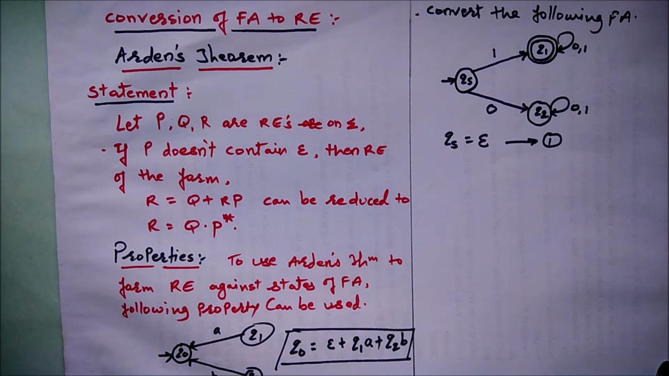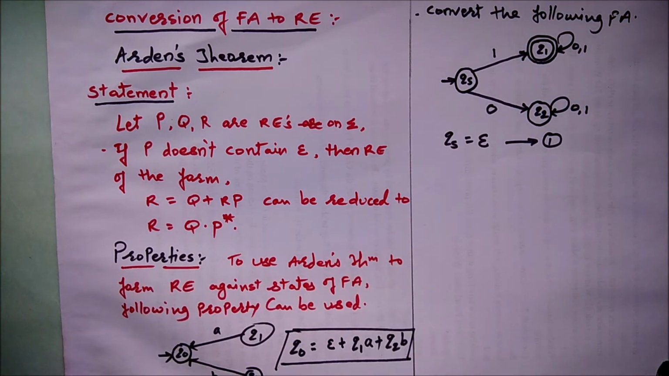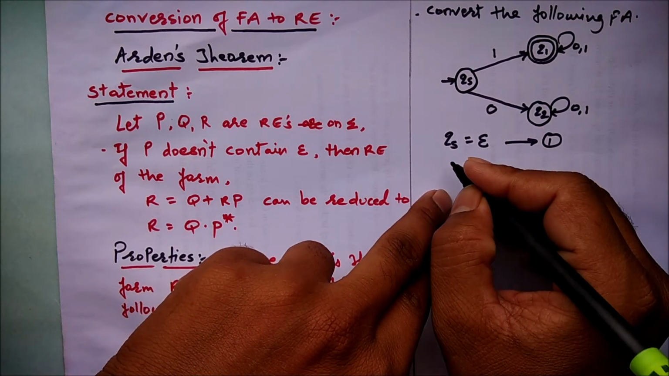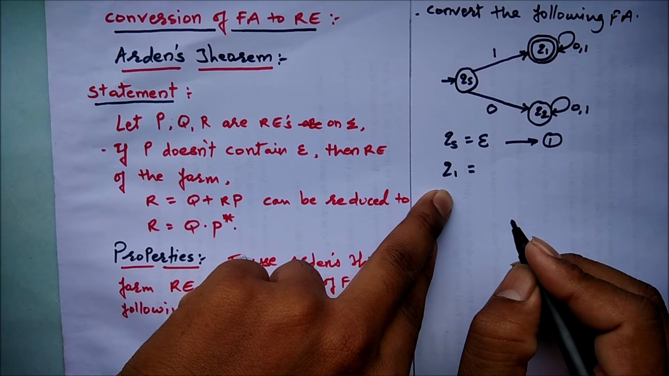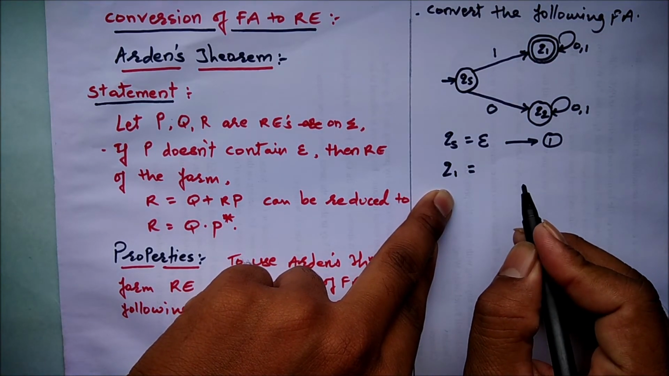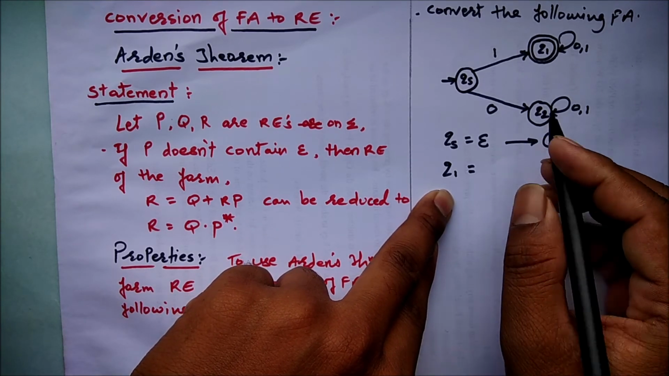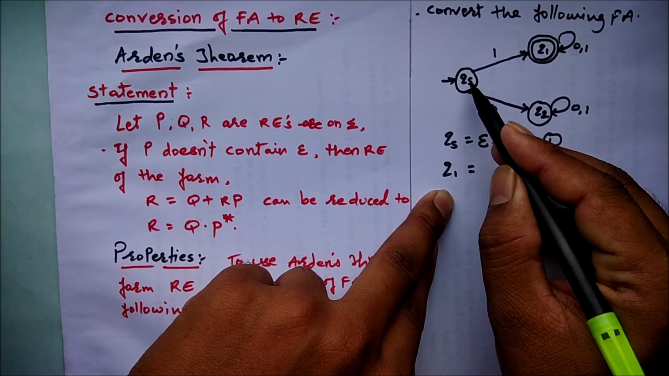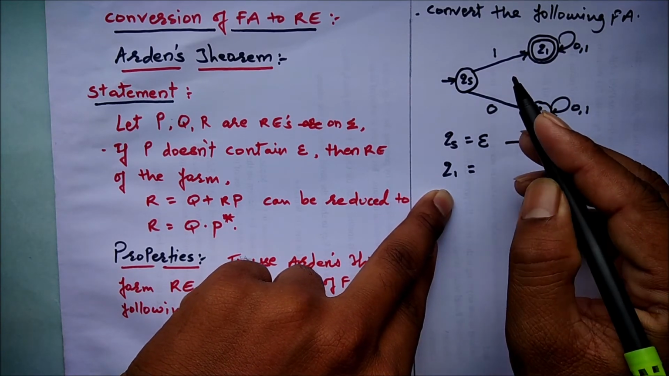Let's go to the state Q1. All right, so Q1 is equal to, so now I will check it out. Are there any states which are transiting to Q1, right? So I can see QS is transiting to Q1 with input 1.